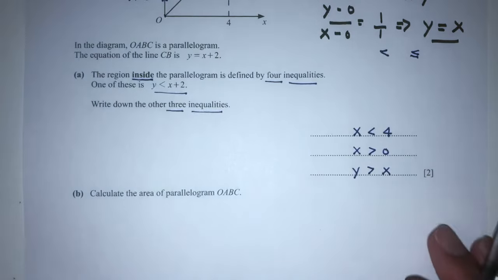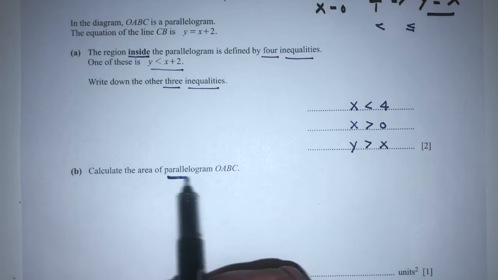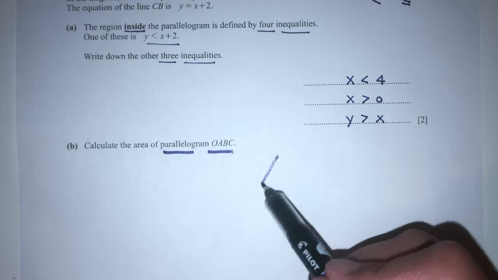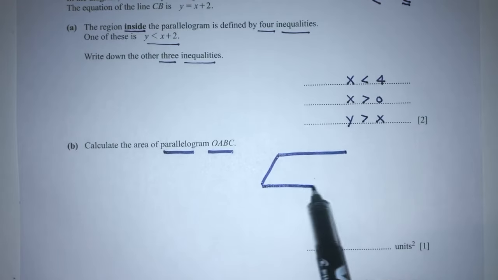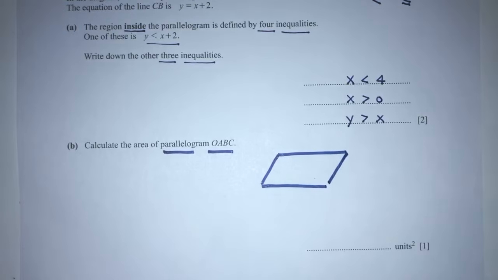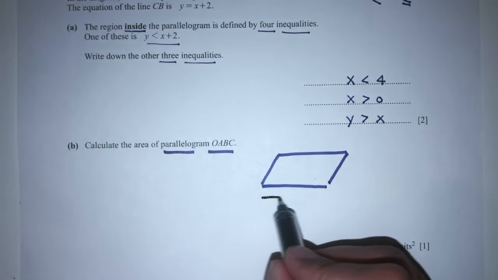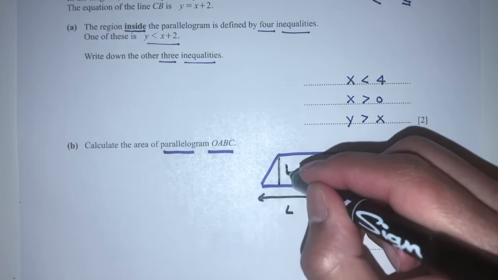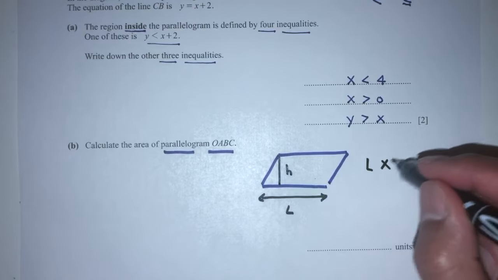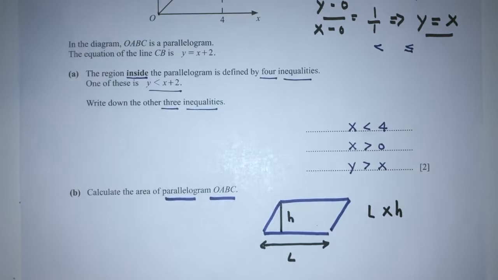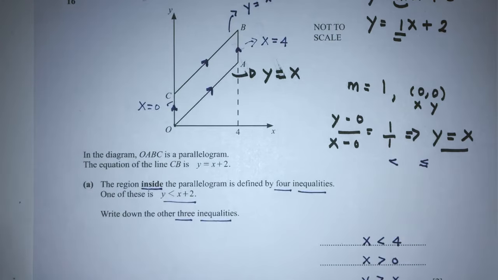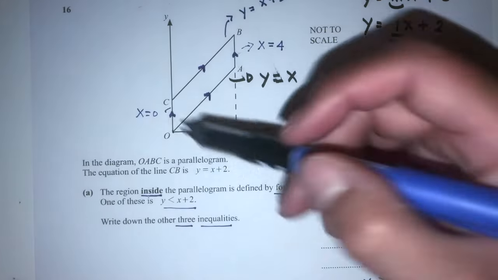Now for part B, calculate the area of the parallelogram. So you have to know something here. Let's say we have a shape like this. How do you find the area? You have to take the length multiplied by the height. Area is length times height. So same way here, if you observe, we know this length. We can find this length.